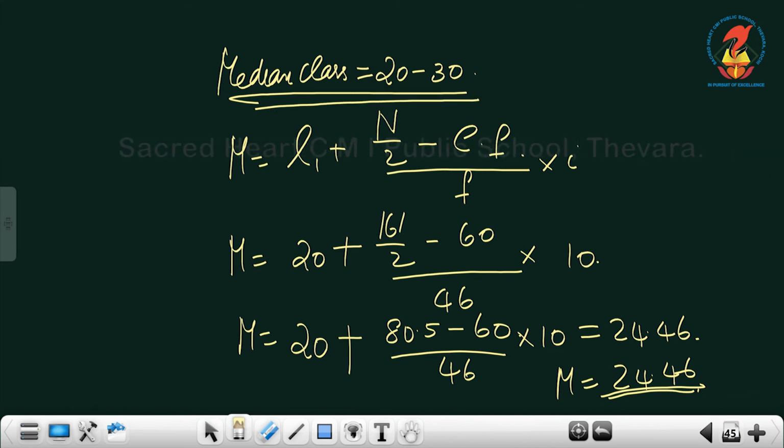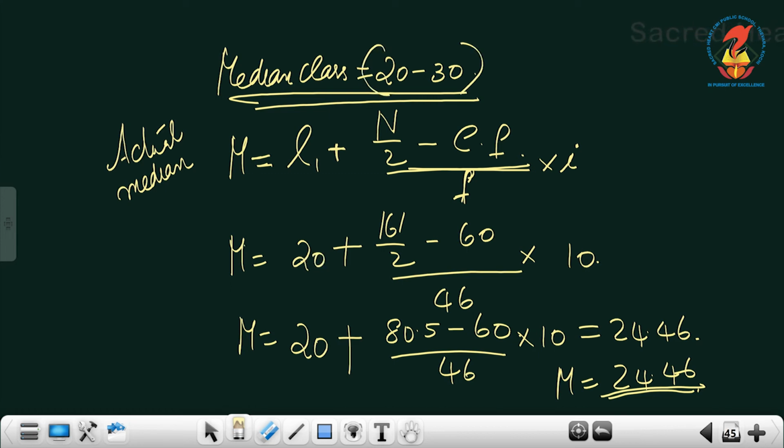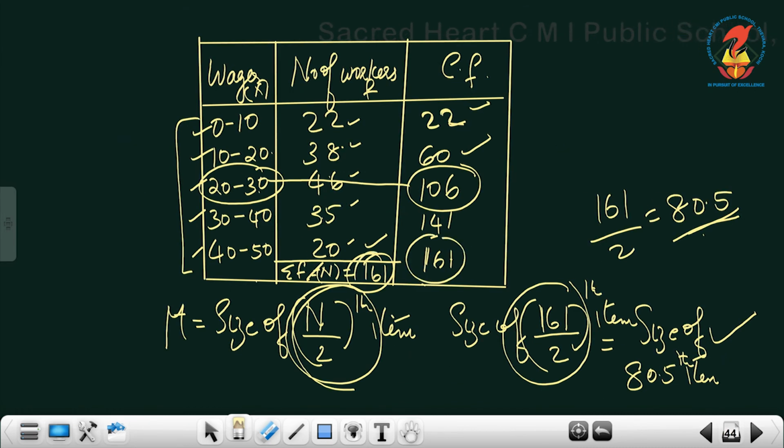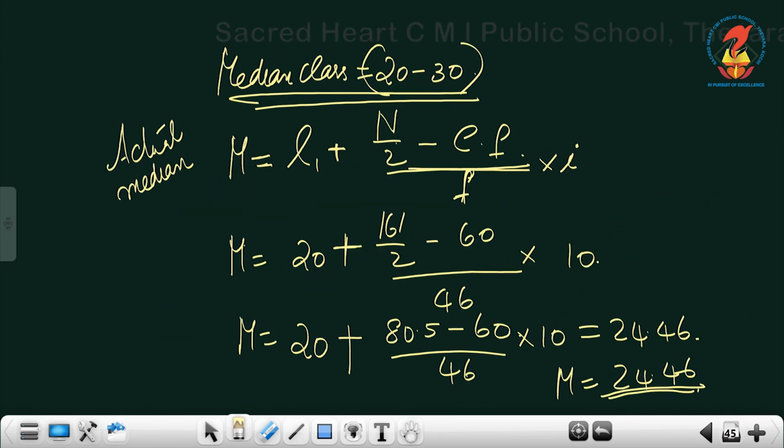Now, what is the next procedure? This is the median class. You need to find out the actual median, isn't it? To find out the actual median, use the formula m is equal to L1 plus (n by 2 minus Cf) by f into i. So, m is equal to, what is the lower limit of the median class? 20, because the class is 20 to 30. So, lower limit of the median class is 20 plus, what is n? N is 161, isn't it? 161 by 2 minus Cf.